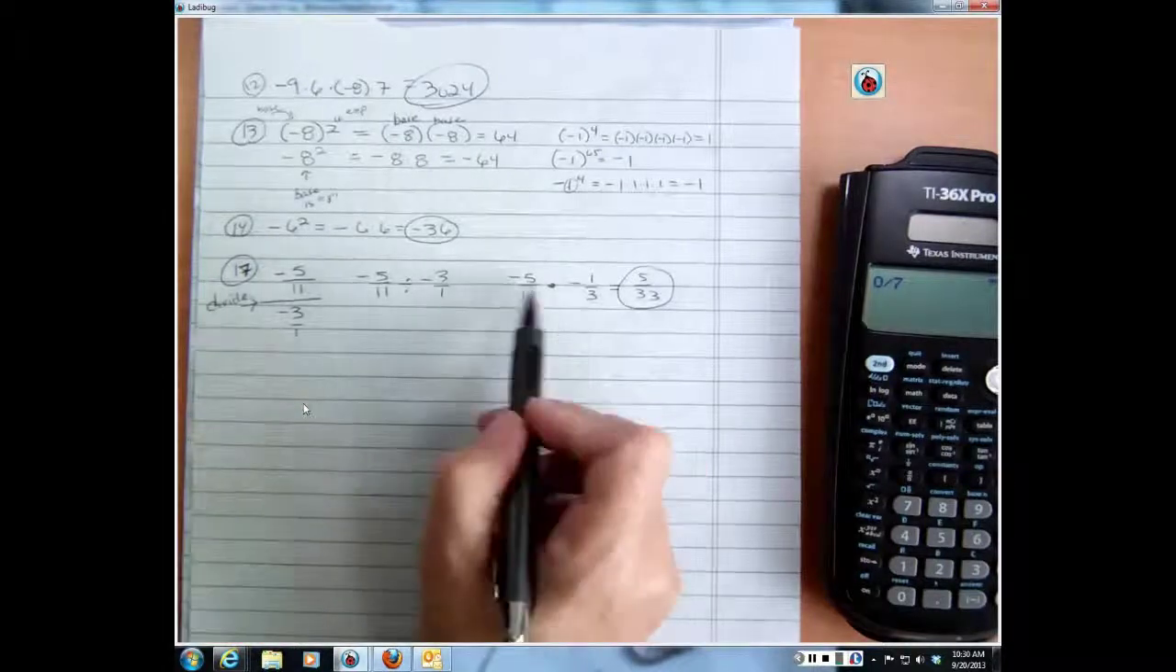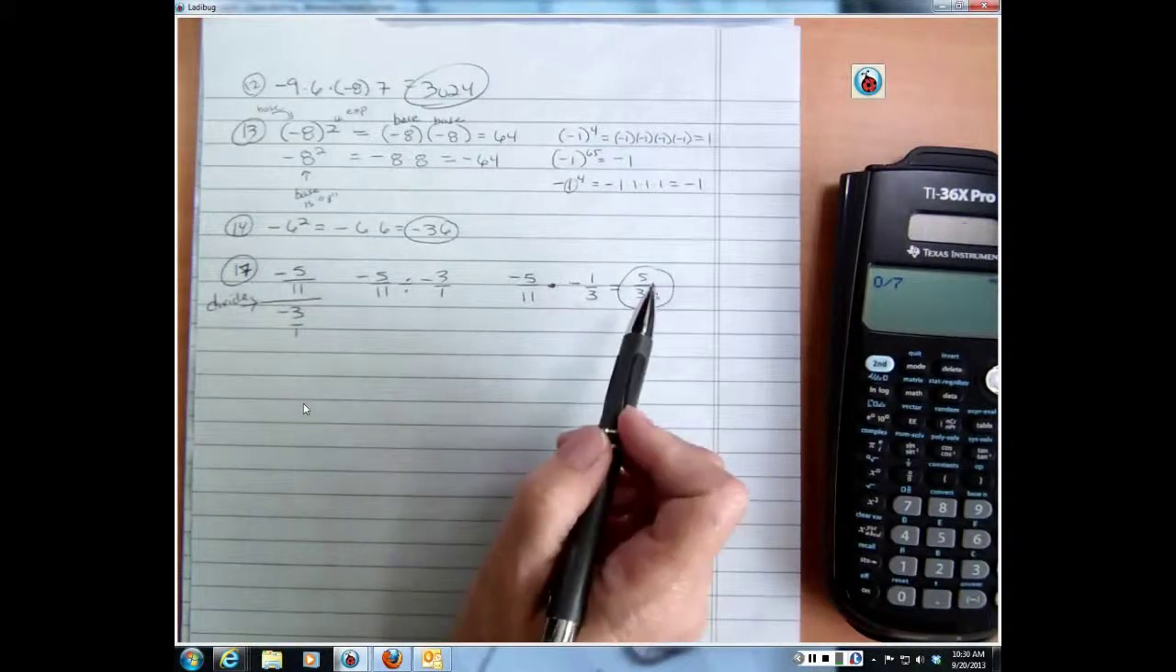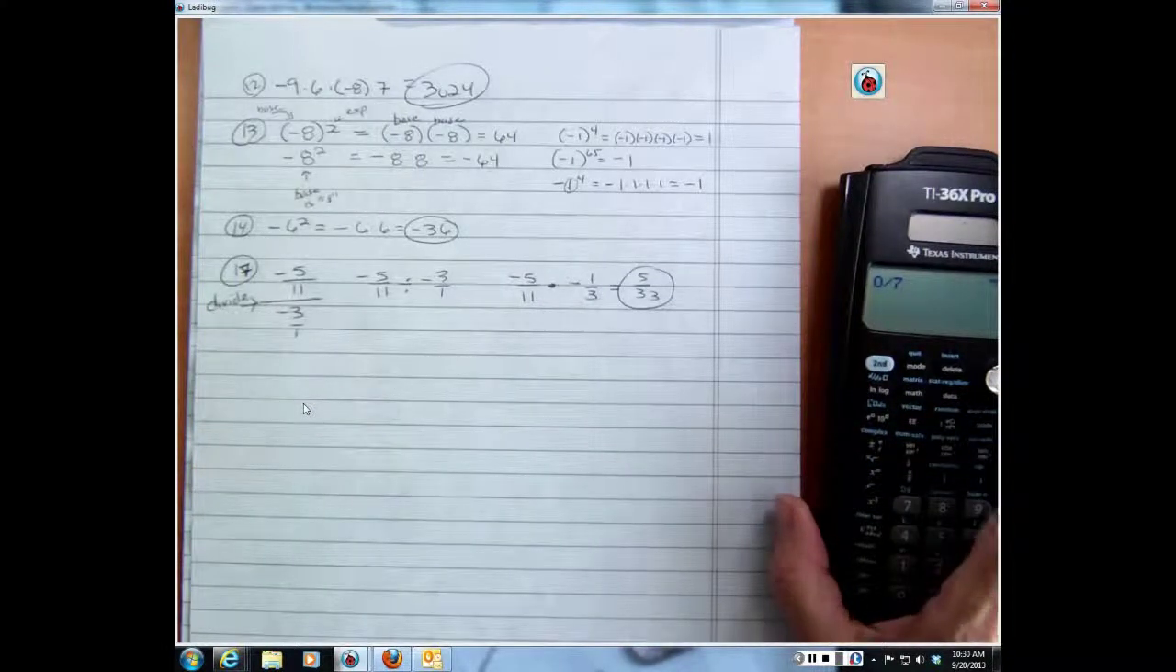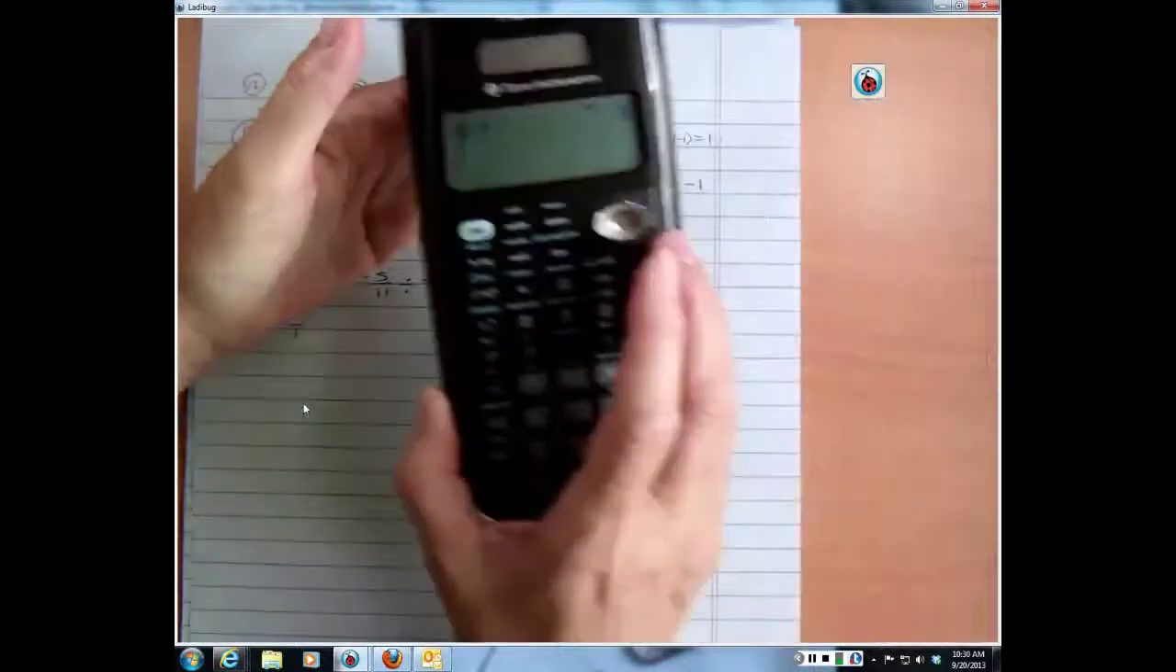2 negatives, that's an even number. Even numbers always give me positive. Whether I'm doing fractions or decimals or whole numbers, those rules don't change.